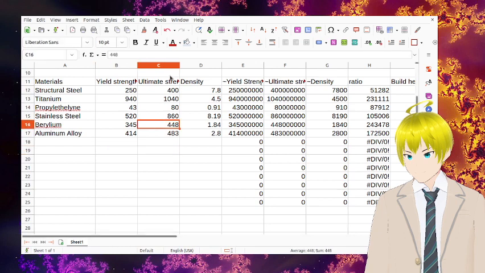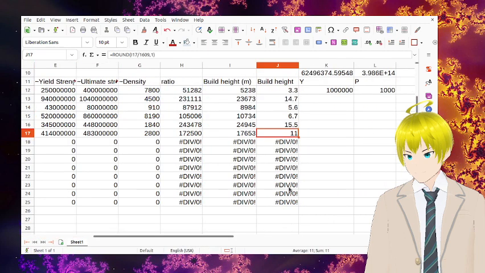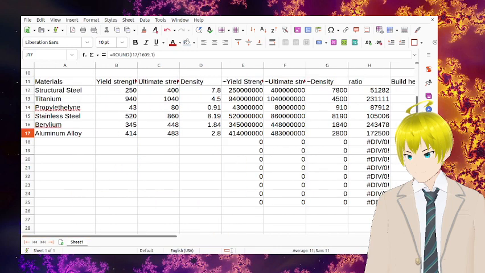I'm using the ultimate tensile strength to get a kind of theoretical maximum. In reality, we'd be using these values over here. These are the actual engineering values. And in fact, you need to be significantly below this, or else your material will stretch and deform over time. But we're using these values, a theoretical maximum. So in reality, you can only build probably 3 miles, not 11. But we're just spitballing here, so we're going with 11.